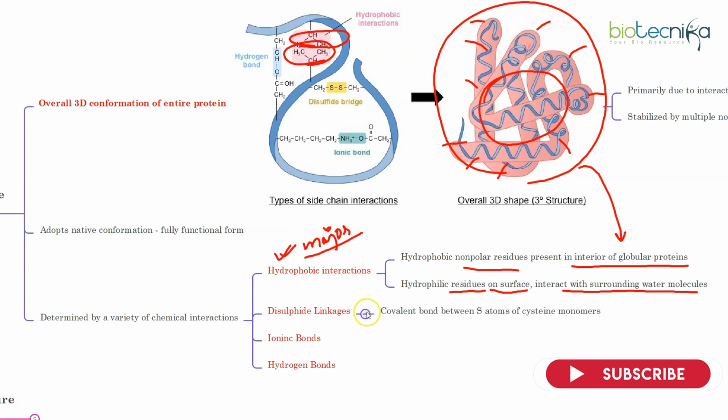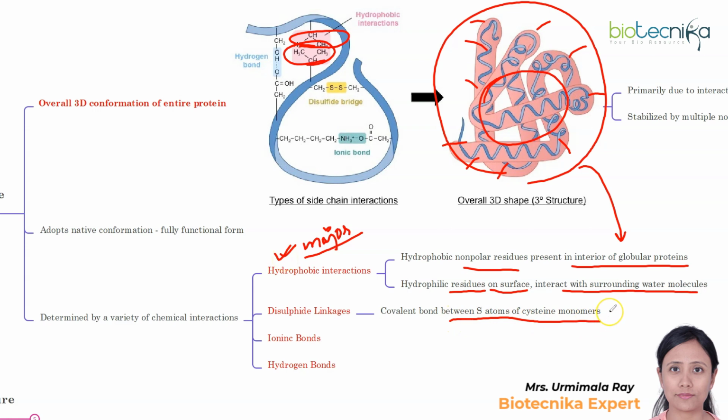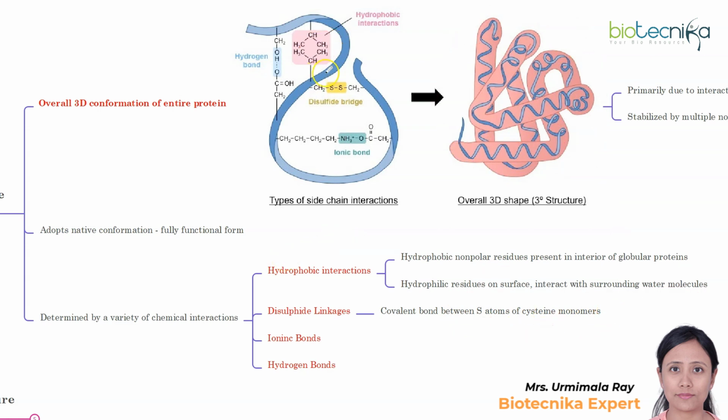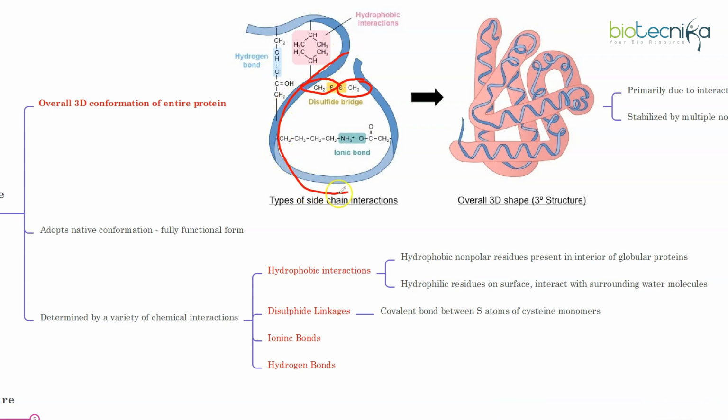Another type of bond which you will see is disulfide linkages. These are covalent bonds between sulfur atoms of cysteine monomers. Now cysteine monomers need not be next to each other; they can also be adjacent to each other. When the protein folds, as you can see, it is folded like this. But what is holding this protein in this particular shape? This is a cysteine residue from here and a cysteine residue from here, which together are involved in disulfide bonds.